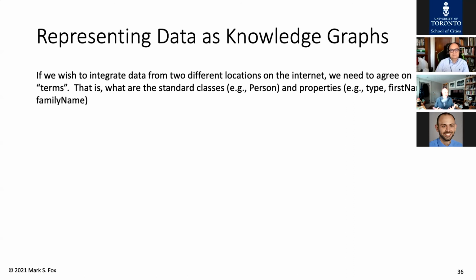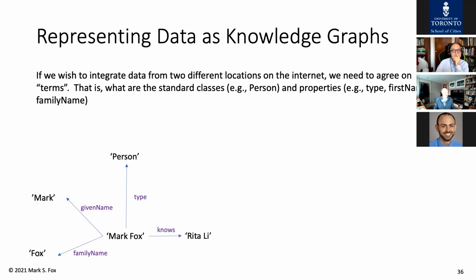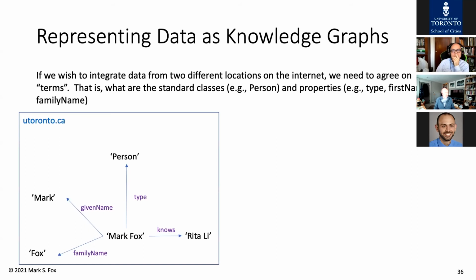Let's take an example of a person, a class or concept called person, and what the properties are, such as what their first name is, what their family name is, what the type is of an individual that is a type person. We need to agree upon this terminology. And if we can agree upon the terminology and we use it consistently, then we have the chance of being able to link this data across the internet. So let's say we have Mark Fox. Mark Fox is a type person. Mark Fox has a given name of Mark. Mark Fox has a family name of Fox, and knows Rita Lee. Okay, well, who's Rita Lee? And that information is contained on a University of Toronto server.